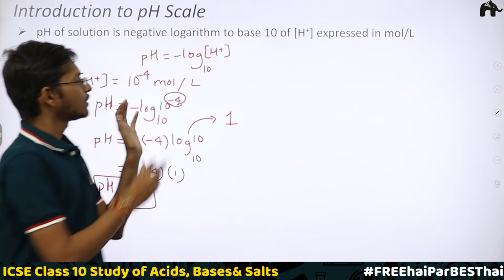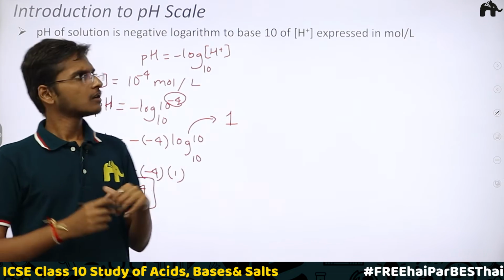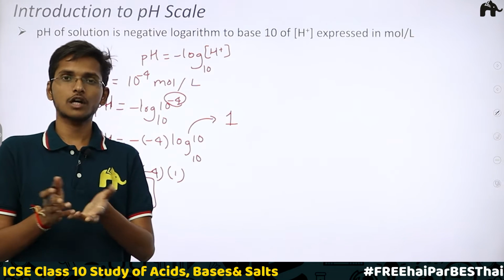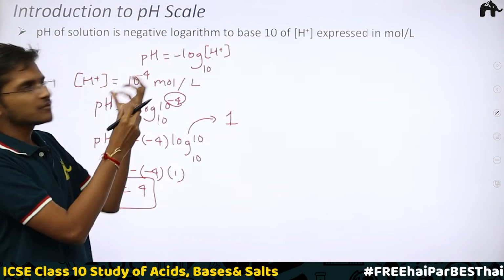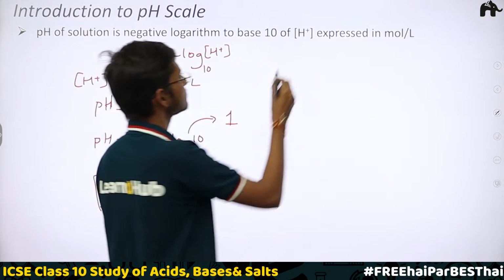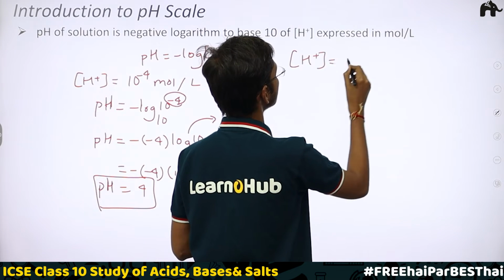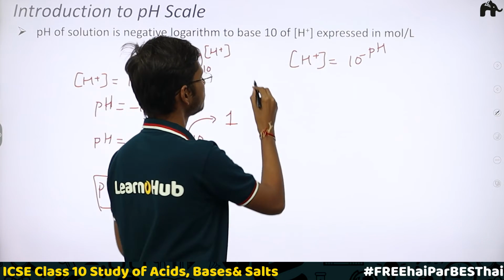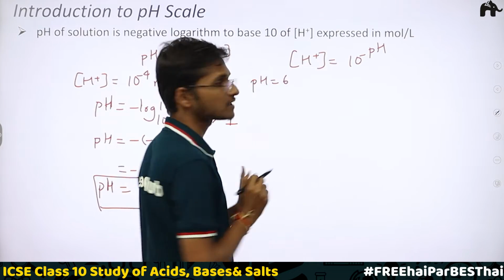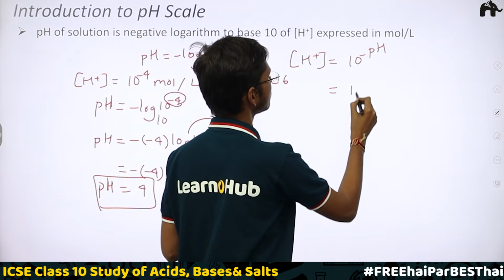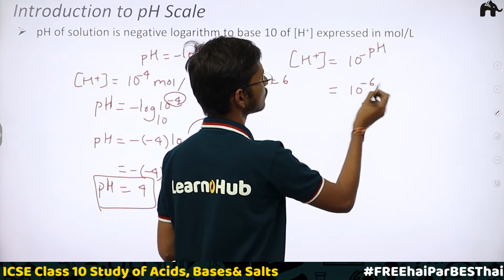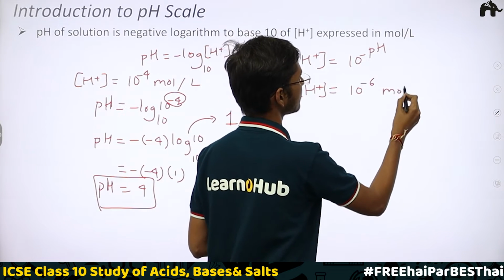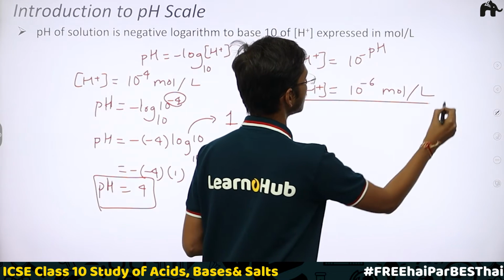Now, if you think, sir, if I am given the pH of the solution and need to find the hydrogen ion concentration, how would I find it? We would just make some changes in this formula, and it becomes: hydrogen ion concentration is equal to 10 raised to minus pH. If the pH of the solution is, suppose, 6, find the hydrogen ion concentration. You simply put 10 raised to minus 6. So the hydrogen ion concentration is 10 raised to minus 6, and since it is concentration, don't forget to use the unit moles per liter.